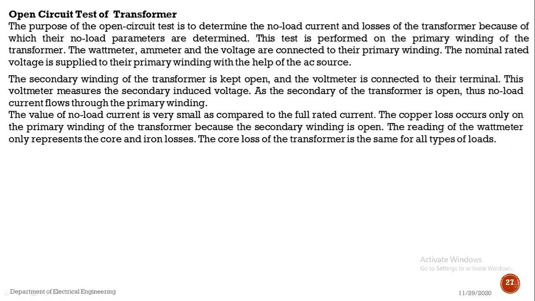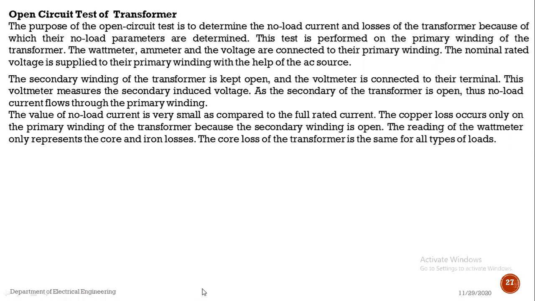Wattmeter जो reading read करेल, so this reading of the wattmeter will represent only the core and iron loss of the transformer. The core loss of the transformer is the same for all types of load. All types चे load आहेत. So whether the load may be resistive, inductive, or capacitive, for all types of load, the core loss remains constant.